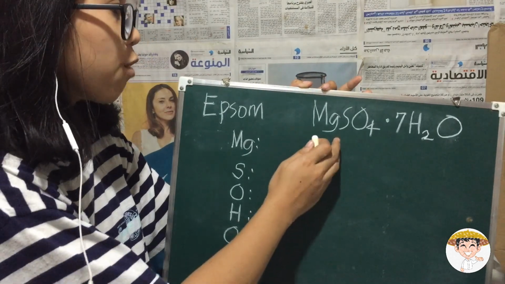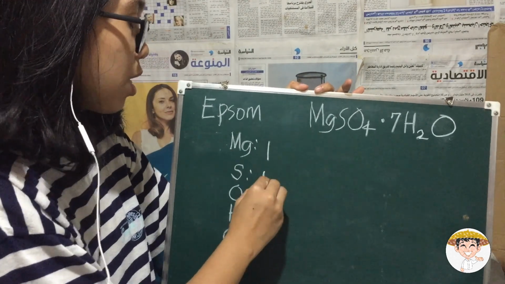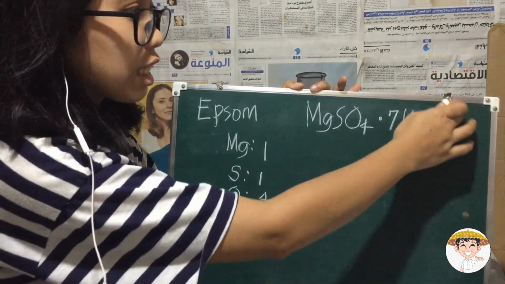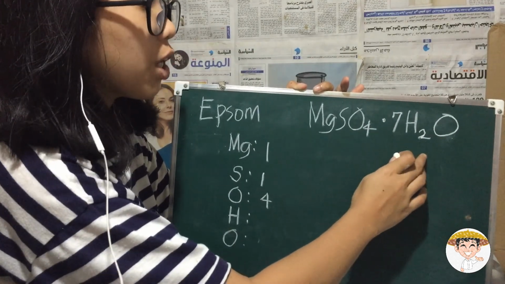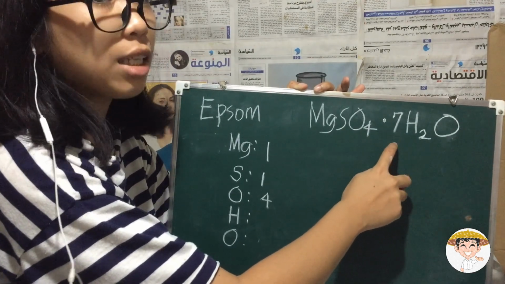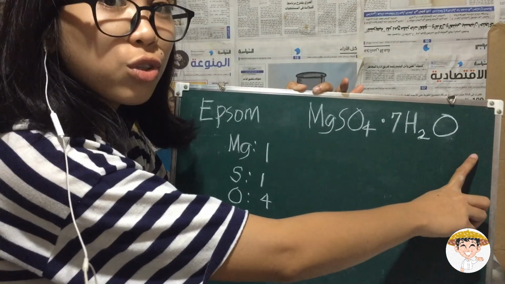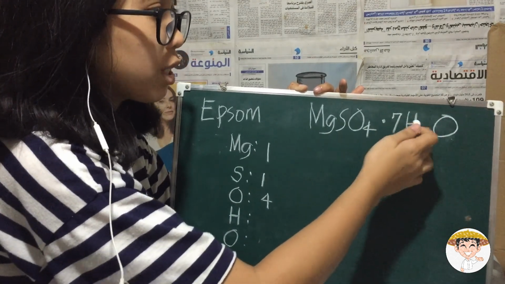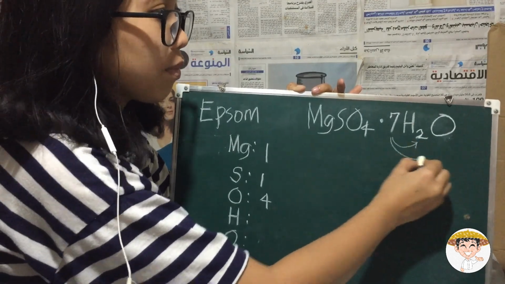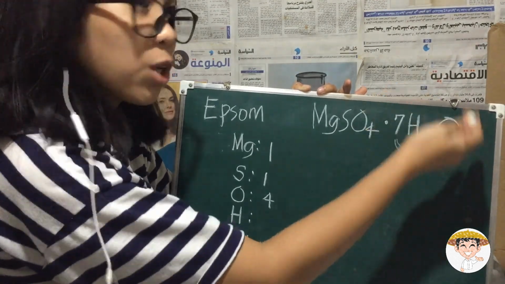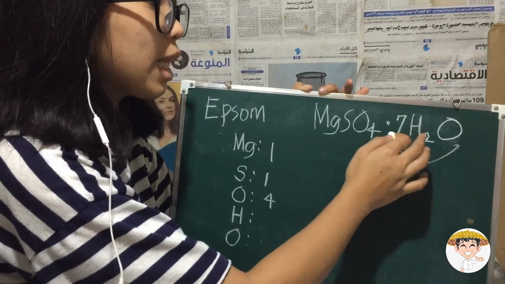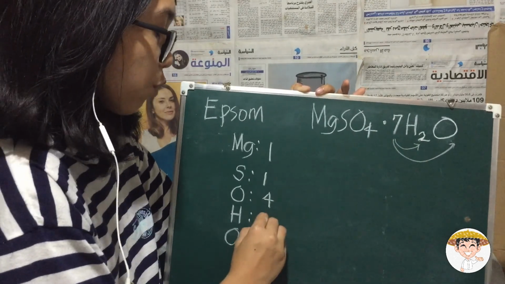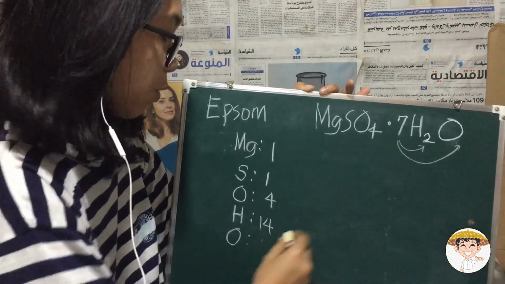Okay? So you have magnesium, how many atoms? One. Sulfur, 1. Oxygen, 4. Now in this molecule, the water, there is a coefficient of 7. I say 7. Meaning there are 7 water molecules. So this coefficient, if you're going to get the final number of atoms in each element, you are going to distribute it. You multiply it there, because there are 7 water molecules. Meaning our hydrogen atoms are not just 2, but 7 times 2, which is 14. And oxygen 1 times 7, we have 7.